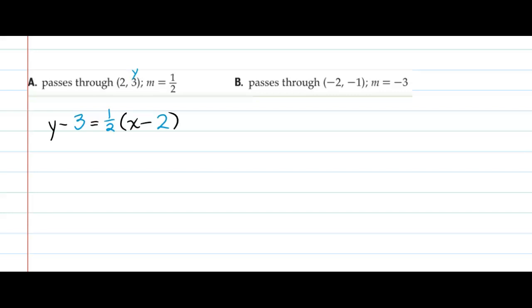If I wanted to go to slope-intercept form, I need to distribute. And I also need to get y by itself. I need to isolate y.